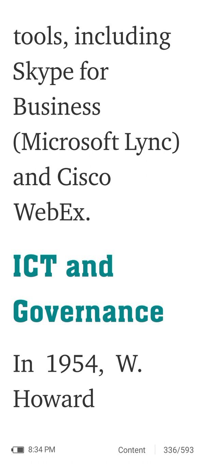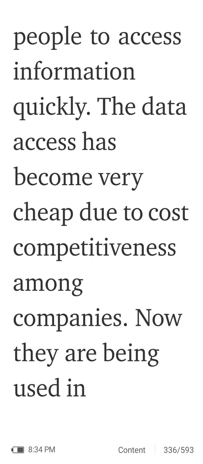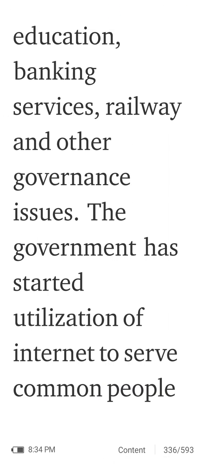ICT and governance. In 1954, W. Howard Gammon wrote a government research paper about the use of ICT for providing good governance. The internet, SMS, and different mobile apps help people to access information quickly. That access has become very cheap due to cost competitiveness among companies. Now they are being used in education, banking service, railway, and other governance issues.